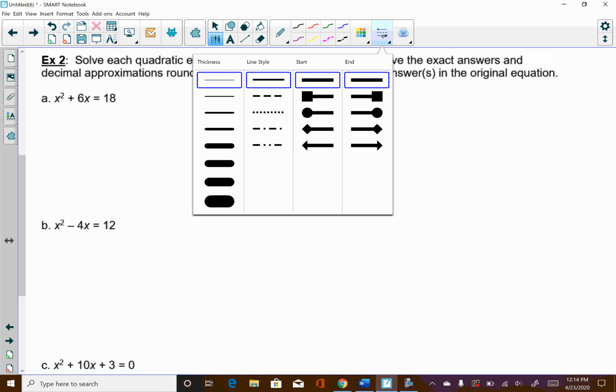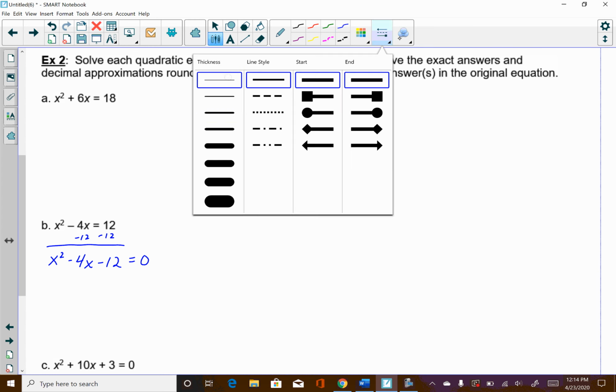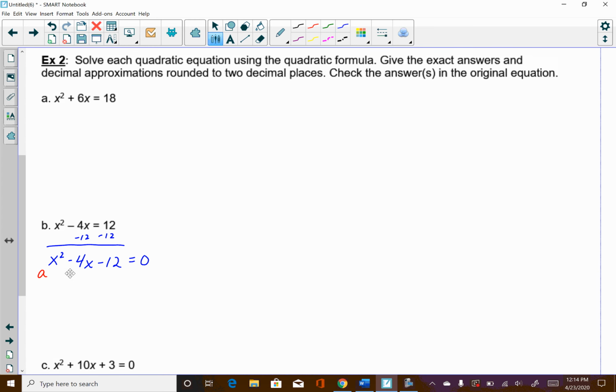So let me pull that 12 over, subtract 12 from both sides. So now I have x squared minus 4x minus 12 equals 0. Now I'm ready to use the quadratic formula. Let me go ahead and identify my A, B, and C. Remember, this is A, B, and C. So we're saying then that A is a positive 1, B is negative 4, and C is negative 12. You're taking any minus signs that you see as negatives. So there's your A, B, and C.